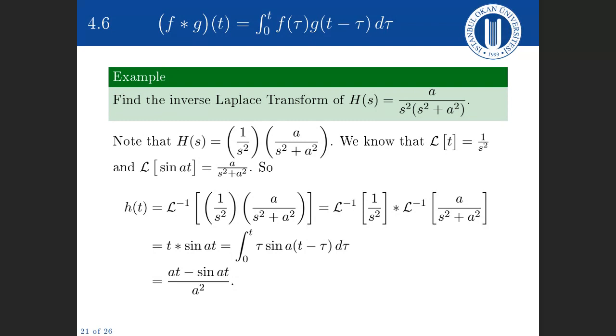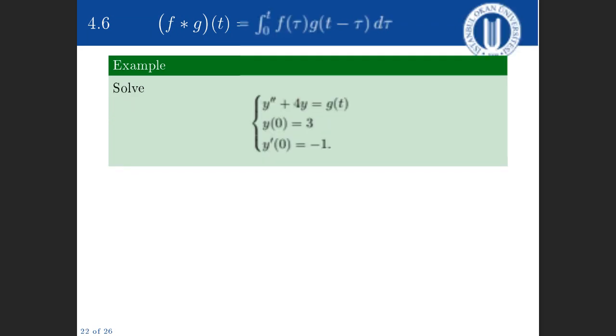So now that's two ways to find the inverse Laplace transform of a function like this. You could either use partial fractions or you can use the convolution integral. Solve y double prime plus 4y is equal to g of t with the initial conditions y of 0 is 3, y prime of 0 is equal to minus 1. Now, this is different from what we've been looking at before because now we don't know g. G is just any function.